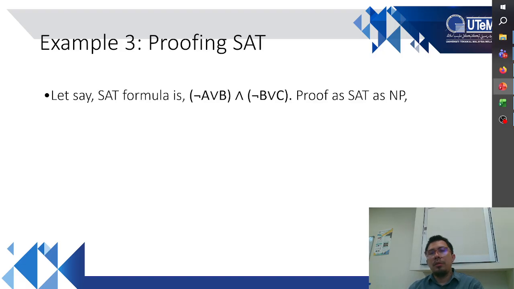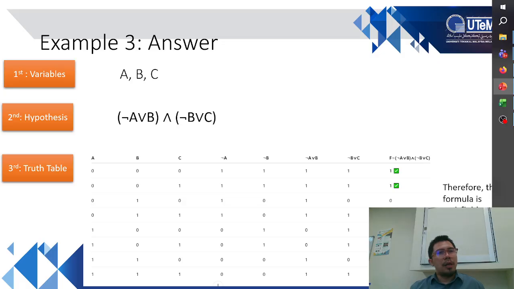Okay, we go to example 3. So this is the question. As we mentioned before, there are 3 variables A, B, C, and then we list down the hypothesis here, and then we make the truth table. So we found there are 4 times we got the output 1, so that means the formula is satisfiable.